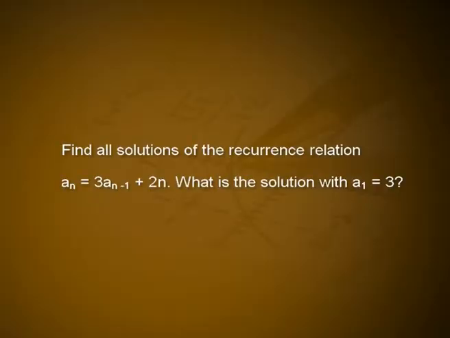Example 14. Find all solutions of the recurrence relation an is equal to 3 into an minus 1 plus 2n. What is the solution with a1 is equal to 3? Solution. To solve this linear non-homogeneous recurrence relation with constant coefficients, we need to solve its associated linear homogeneous equation and to find a particular solution for the given non-homogeneous equation.